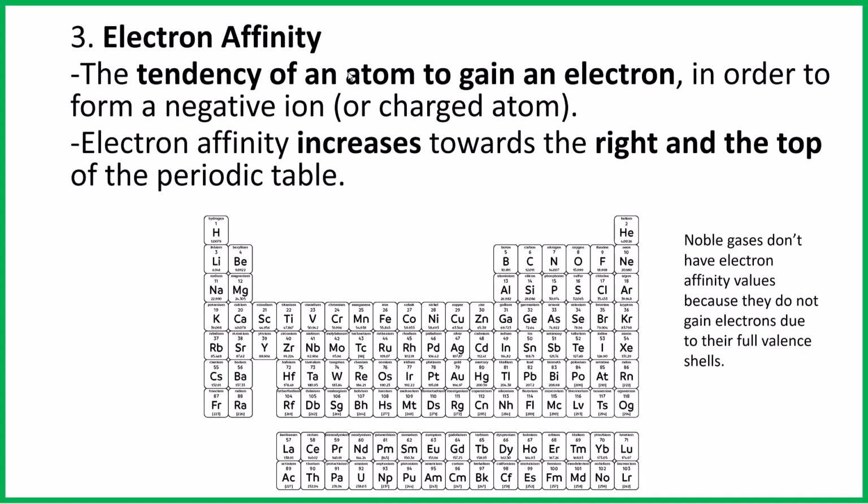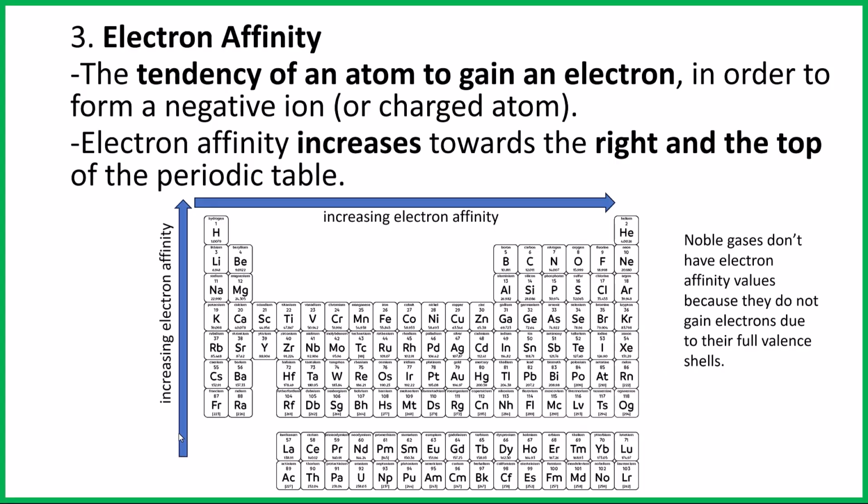Electron affinity is the tendency of an atom to gain an electron in order to form a negative ion, or a charged atom. So these are going to be elements that gain electrons easily. And electron affinity increases from left to right and towards the top, so bottom to top, same as the electronegativity trend.